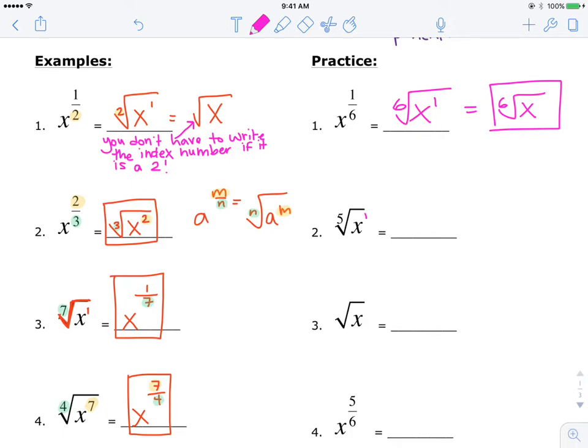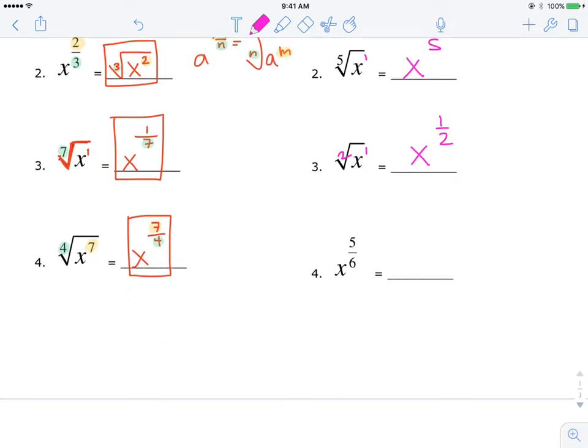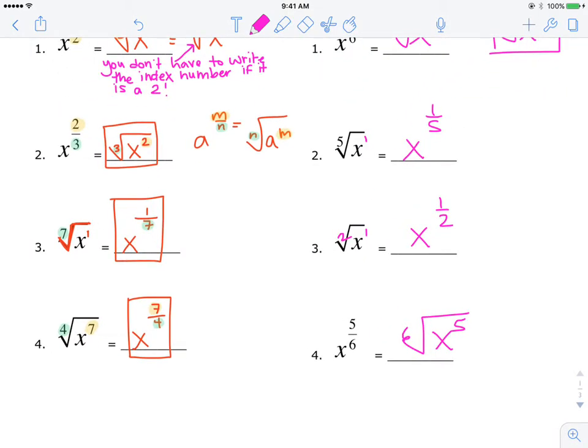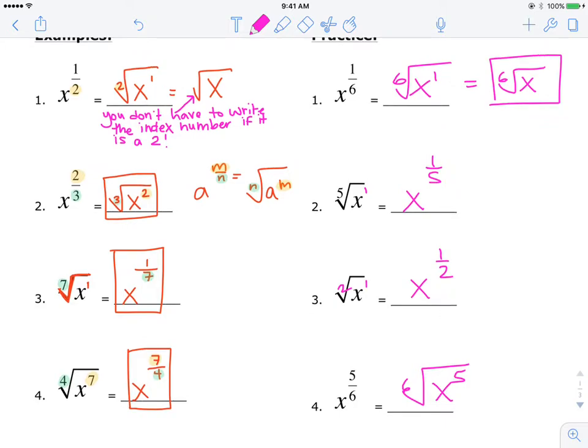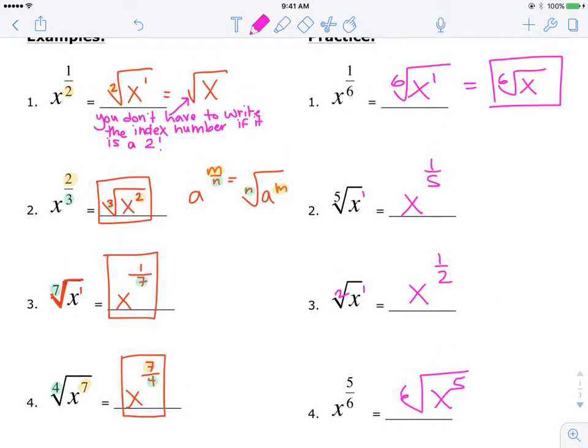Okay, here, there's a 1 here, don't forget. So I'm going to have 1 over 5. Here I already have a fraction. Don't forget, if there's no number as an index, it's a 2. So we have x to the 1/2. And then finally, this is going to be the 6th root. We have x to the power of 5. Okay, there we go. We will talk more about radicals at the end of this week.